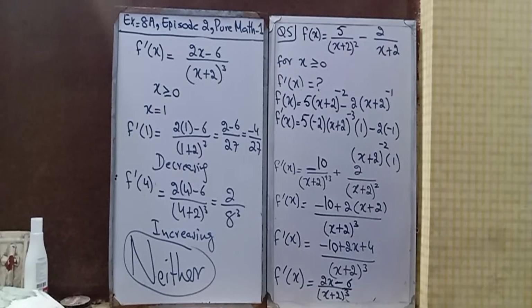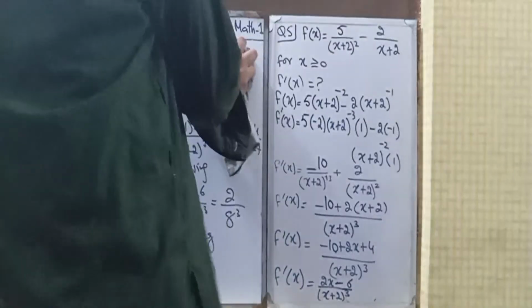We are working on exercise 8A, which is in the chapter Further Differentiation of Pure Mathematics 1. We are working on the solution of the course book. So we are done with question number 5. Now we will start working on question number 6. I hope you understand this. So now we are going to work on question number 6.